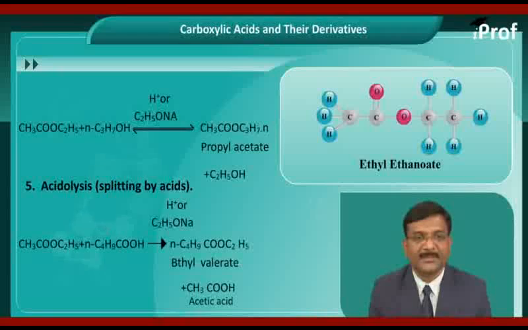Now the next reaction is acidolysis. Acidolysis means splitting by acids. Esters react with acids like valeric acid, a higher fatty acid, to give the corresponding ester and carboxylic acid. For example, ethyl acetate CH3COOC2H5 when reacted with valeric acid gives ethyl valerate along with the formation of acetic acid.